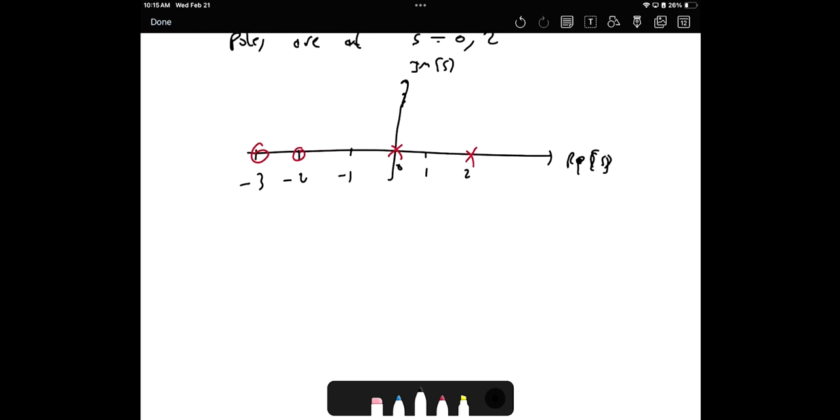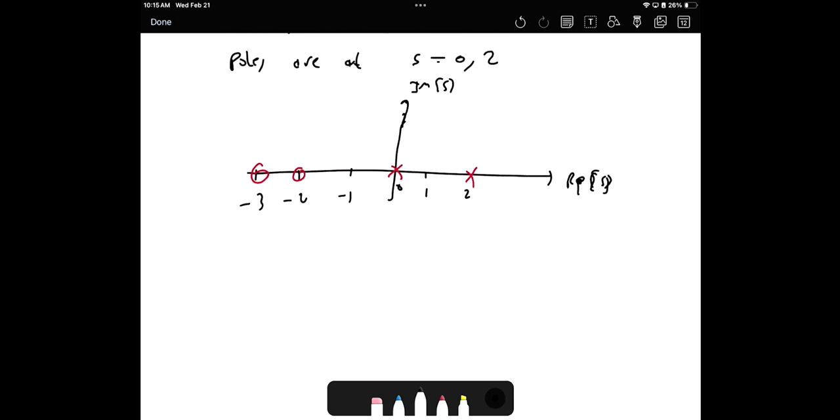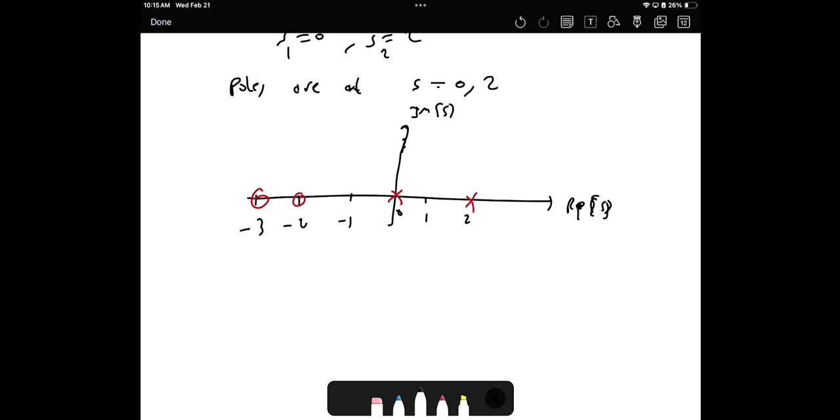Now, keep in mind, when you do the zeros, you will put O's, draw them as O's. When you do the poles, make them as X, okay? This is a must, otherwise your answer is wrong. If you put the poles as O instead of X, this is wrong, okay?